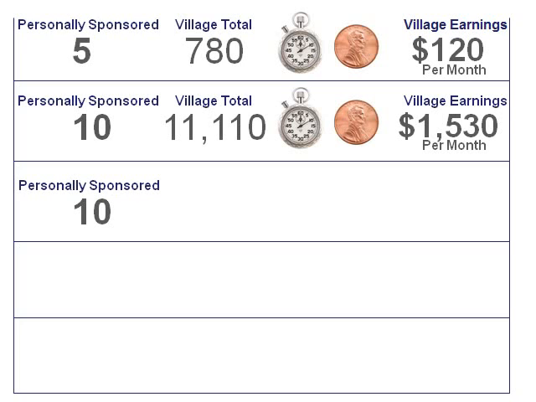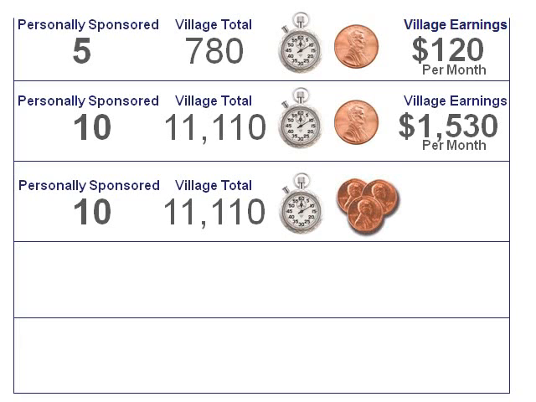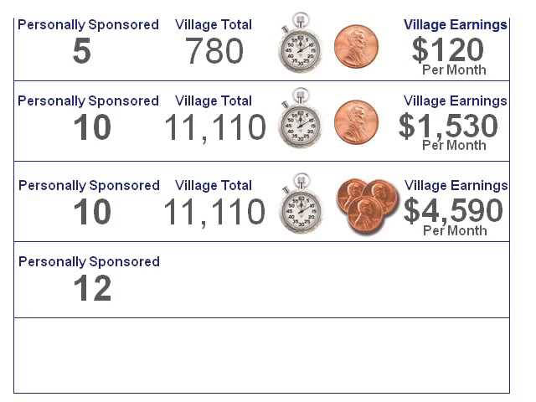Now, that same example where you personally sponsored 10 people with exponential growth in the same village size, but due to ad competition, the average ad price is 3 cents rather than 1 cent. You didn't change any of your behavior. You still just sponsored 10 people and are watching your 10 minutes of ads a day, but now you're earning almost $4,600 a month.